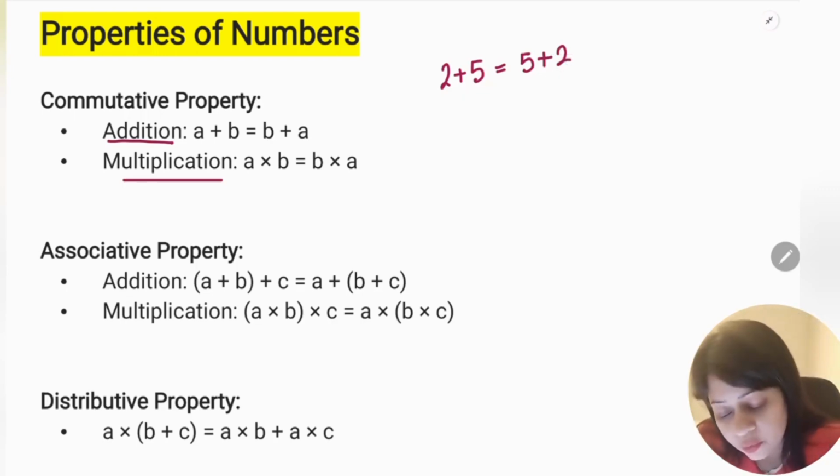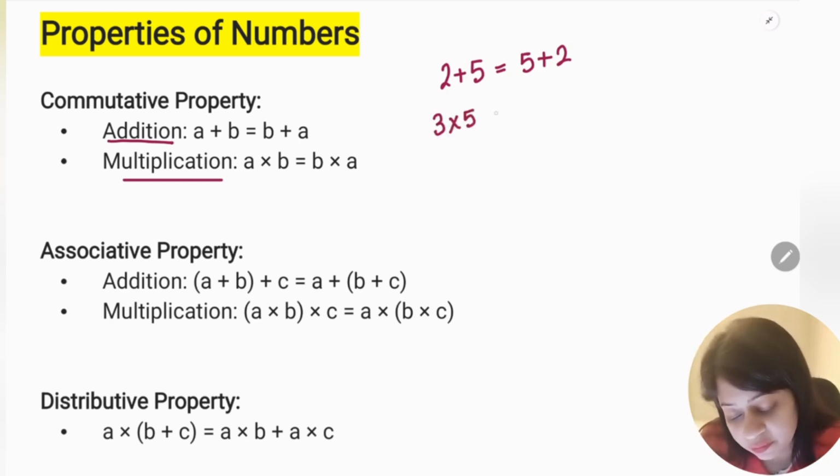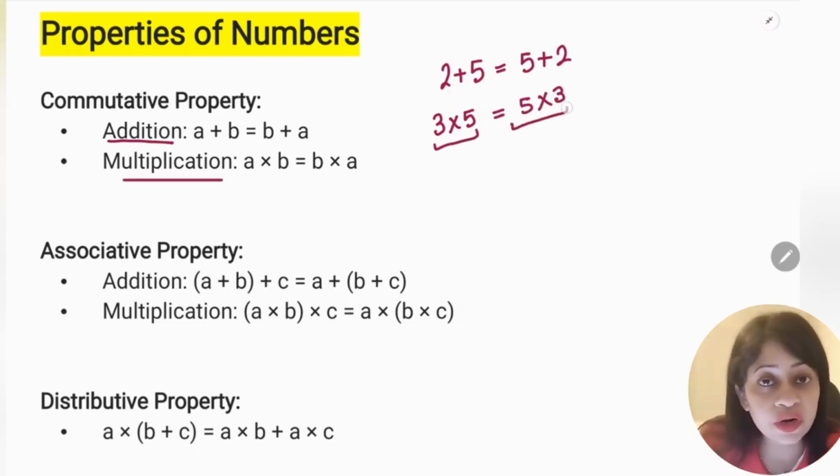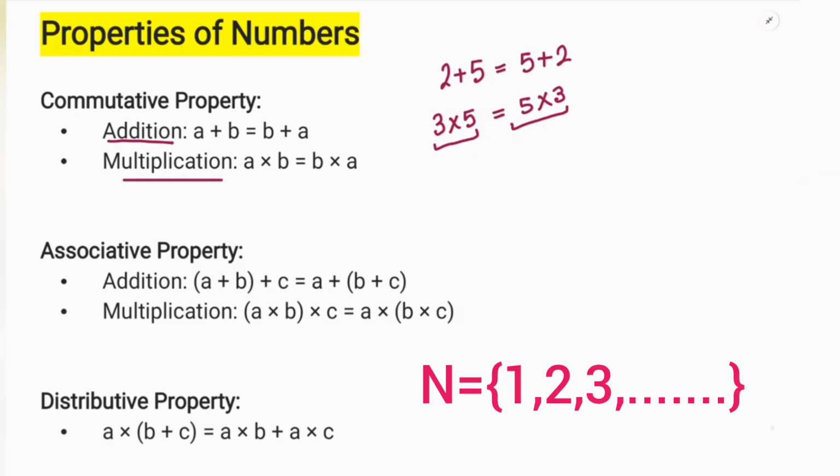Likewise, multiply. Suppose I am multiplying two numbers. 3 times 5 will be equal to 5 times 3. So multiplication is also commutative, but it depends on the set as well, whether the set is natural numbers, whether the set is rational numbers.